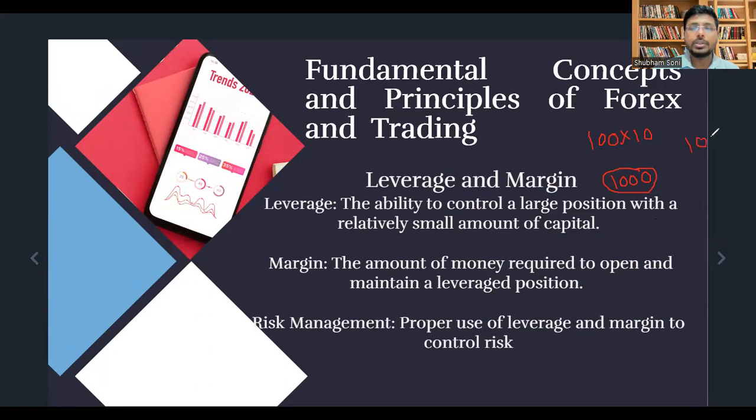Let's say you have $10,000 and you want to take 100x leverage. You know how much money you can trade with. You can trade with 1 lakh US dollars. Even if you make 5% or 10% profit, you will end up making a lot of money. So that's how leverage works: your ability to trade a large position with the help of a small amount, because your broker provides you a leverage facility.